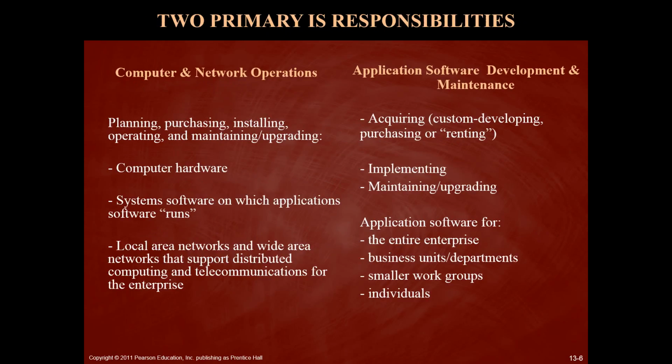So the kind of decisions, policies, or rules in relation to computer and networking operations are related to hardware and local area network operations. And then in the area of application software, the decisions, rules, and policies may be related to acquiring software, implementing software, maintaining or upgrading existing systems, and also acquiring or developing, purchasing individual software applications. So IS governance deals with these 2 broad areas.